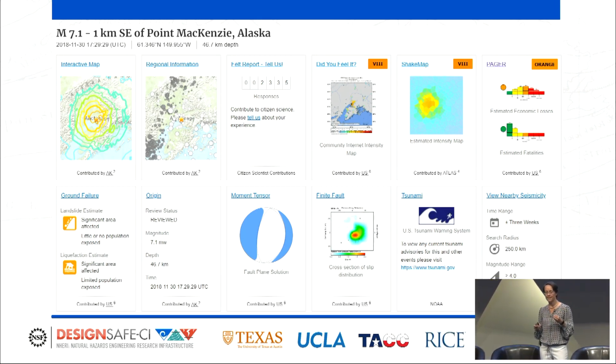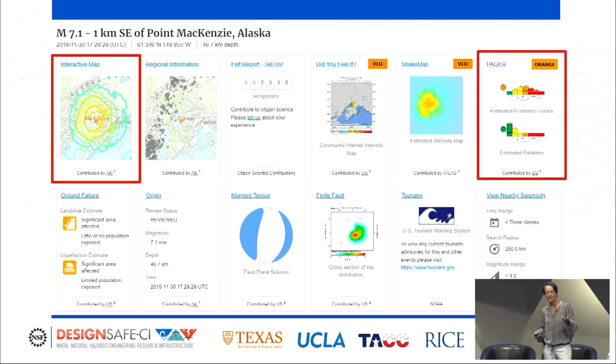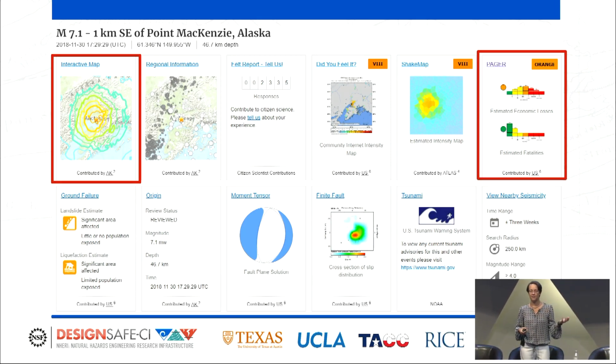But almost immediately, you know the area affected, you know the magnitude. You have estimates of the ground shaking. You have people reporting what they felt through Did You Feel It? You have estimates of ground failure. You have estimates of economic losses. And just to show you in detail some of the things that we look at in terms of the interactive map that is available. And then PAGER, which stands for the Prompt Assessment of Global Earthquake Response. We really have a lot of information at our fingertips.